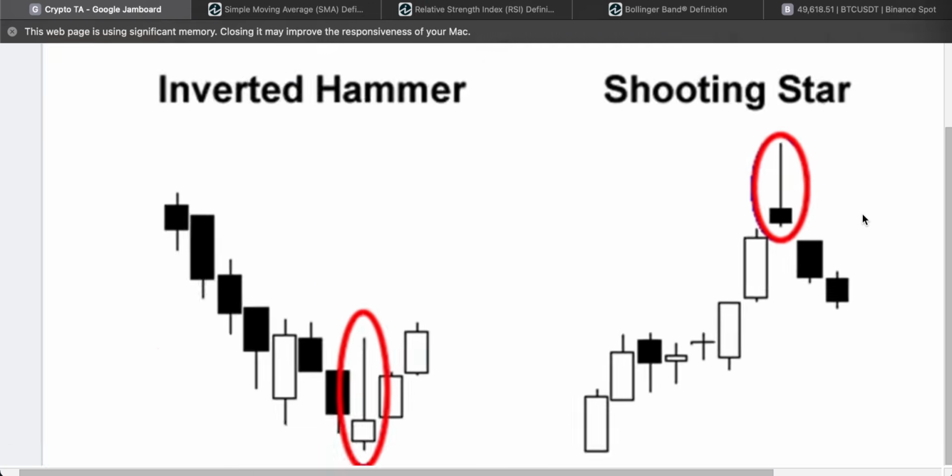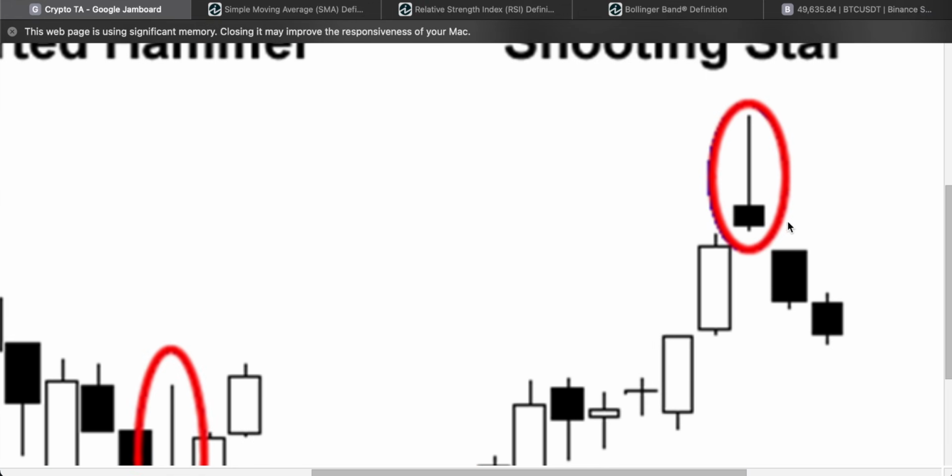Then we come and look at a shooting star. It's the exact opposite of a hammer. You had buyers pushing the price up, but during the end of the time period, sellers came in, pushed that price right back down again. So we could, as a trader, potentially say, if sellers are coming in towards the end of this time period, they could potentially move it lower as well.